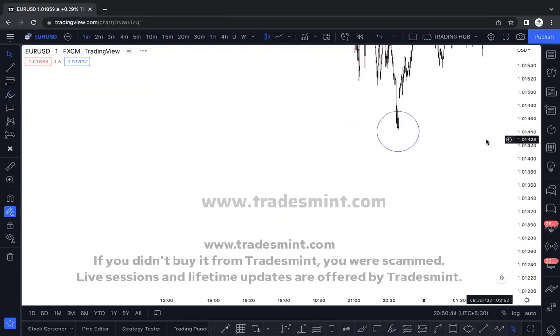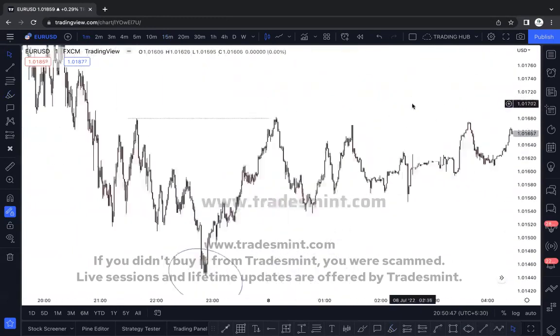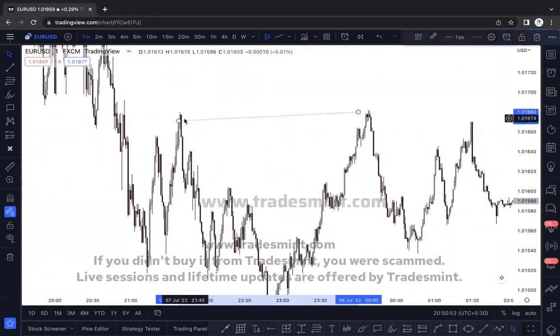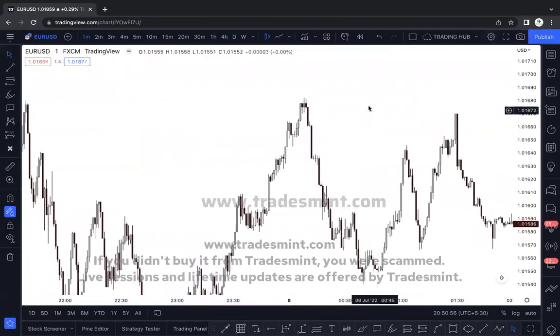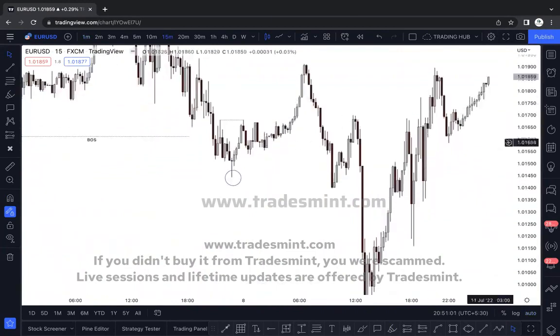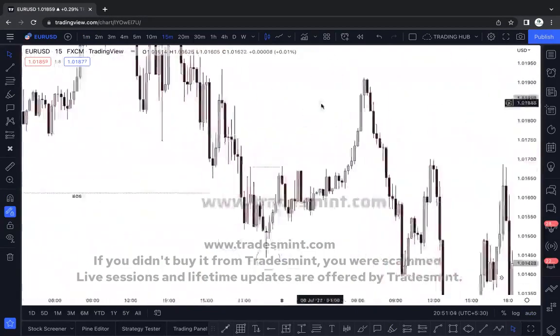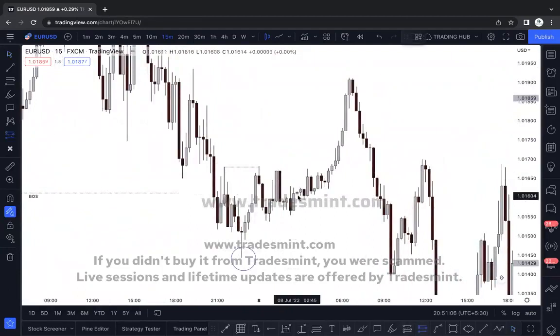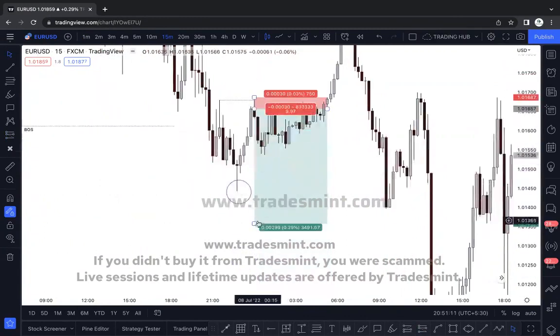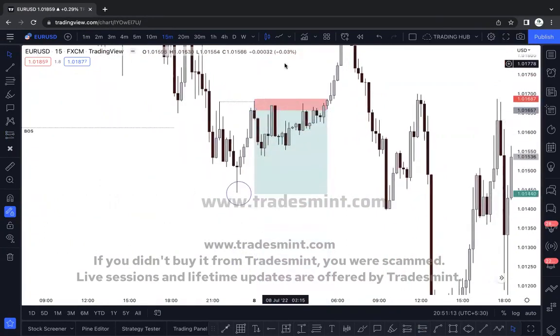Let's see. Okay, as you can see here, market simply took out the previous high, just a liquidity sweep. And in this case, first entry will be here on the 15-minute because market took out the liquidity, and next entry is here. Sorry, first entry is here. Once price closes below it, we can sell here, on the next candle.